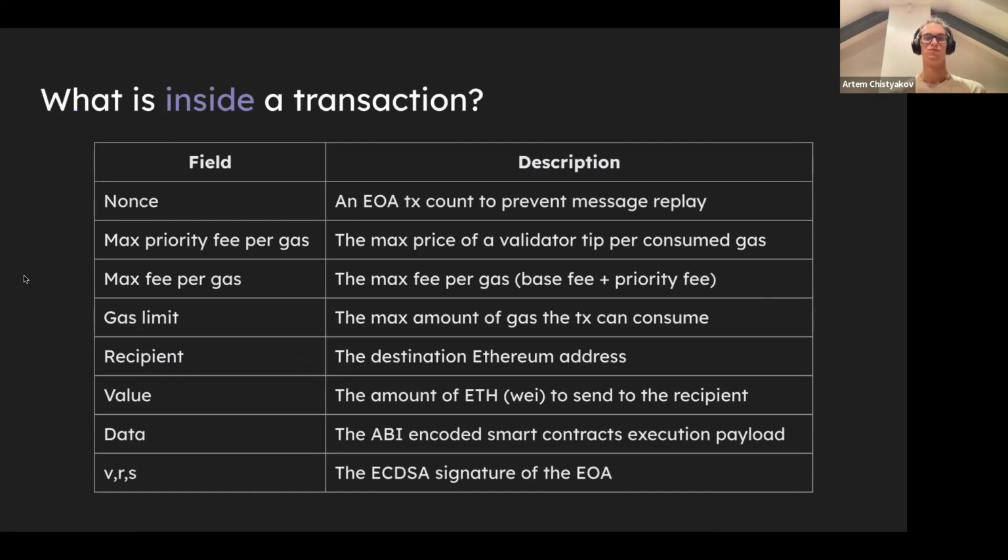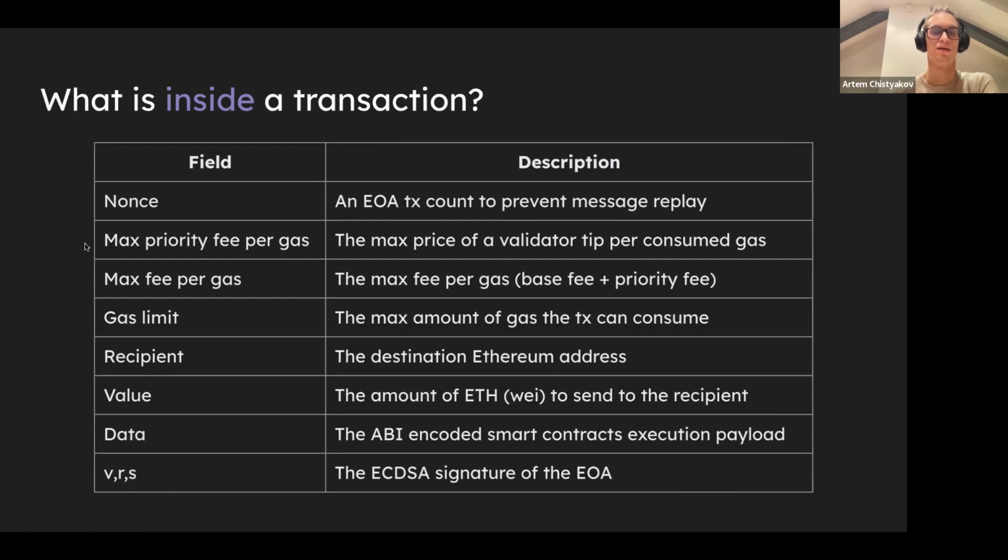Okay, so what is inside a transaction? There are quite a lot of fields that are propagated by the wallet. Some of them are automatically added, and some of them the user themselves specifies. So what do we have here? The nonce field is a special field that is present in every transaction, and it is used to uniquely identify the specific transaction among others with the same parameters.